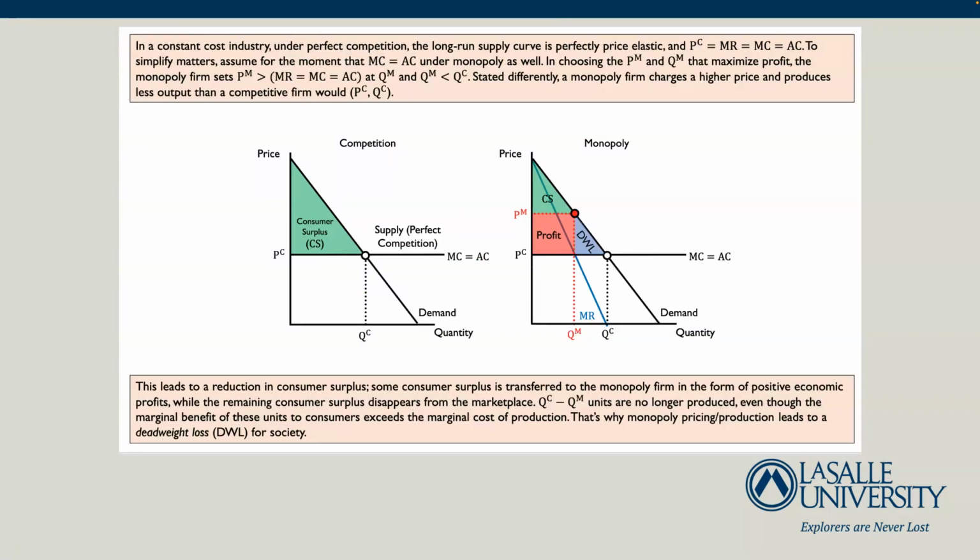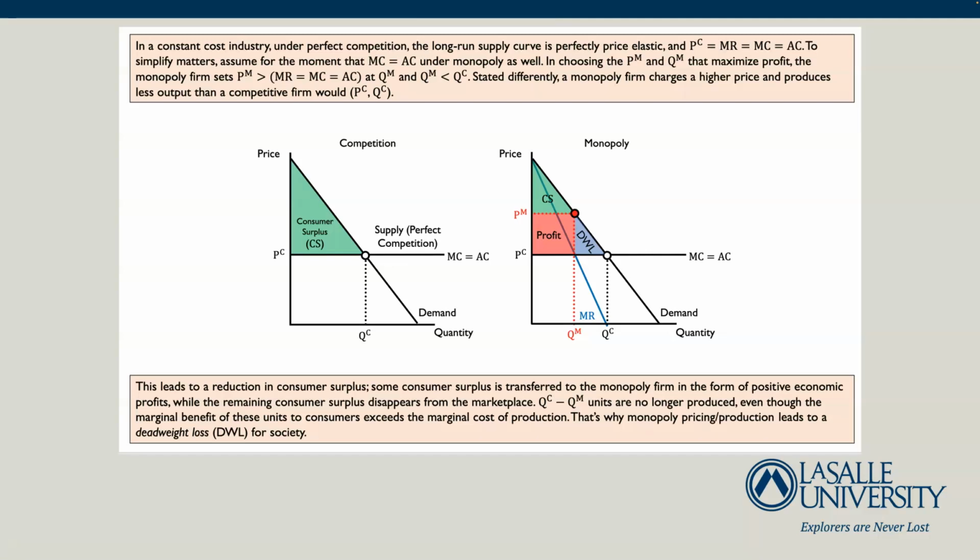Let's compare the outcomes under monopoly with the outcomes under perfect competition. We noted before that in the long run, under perfect competition, price is equal to marginal revenue, which is also equal to marginal cost, which is equal to average cost. Where the two meet, we have that long run supply curve, which is horizontal, shown by supply under perfect competition. Where that intersects the demand curve, we have the equilibrium price and quantity under perfect competition.